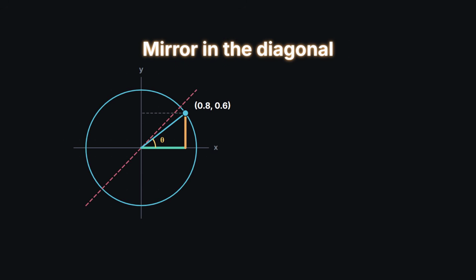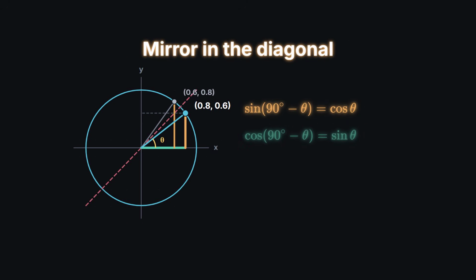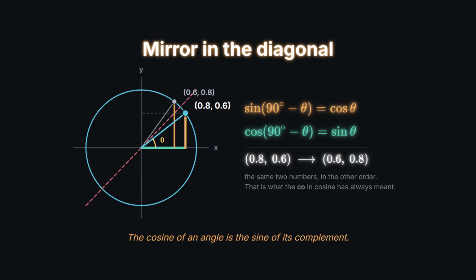Second, reflect in the diagonal line where y equals x. That swaps the 2 coordinates, and it turns theta into 90 minus theta. Swapping the coordinates swaps sine and cosine. So sine of 90 minus theta is cosine theta, and cosine of 90 minus theta is sine theta. Watch our point do it. 0.8, 0.6 becomes 0.6, 0.8. The 2 numbers trade places. And that is what the co in cosine has always meant. The cosine of an angle is the sine of its complement.